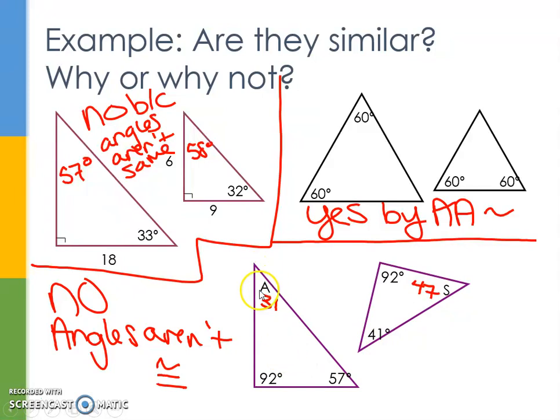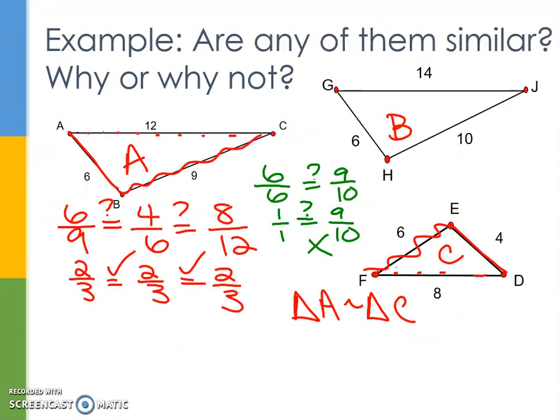Right here, if you subtract from 180, this is 31. If you subtract from 180, this is 47. So angles are not congruent here. The only thing that is the same is 90 to 92. That is not enough. You need to have another angle congruent in order to be similar, and it's not. So this one is no, this one's yes, this one is no.